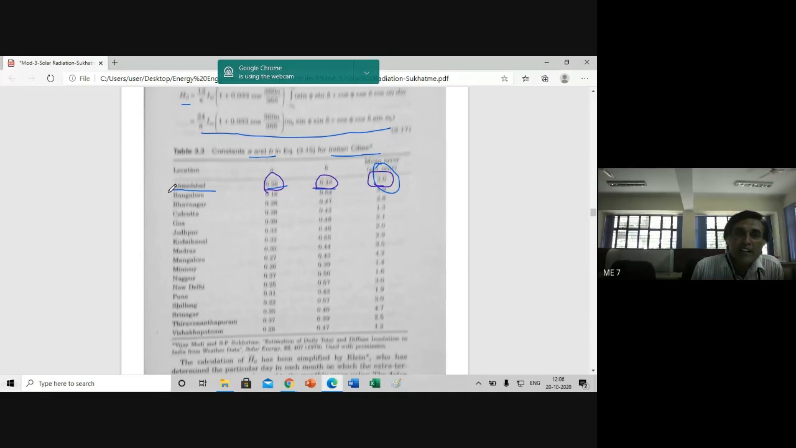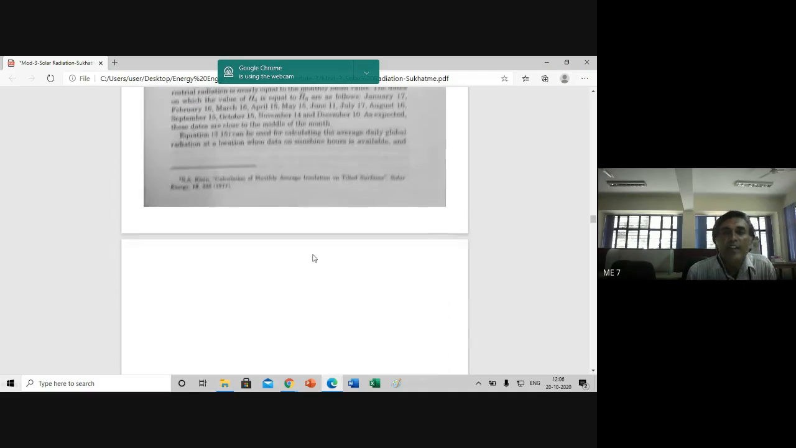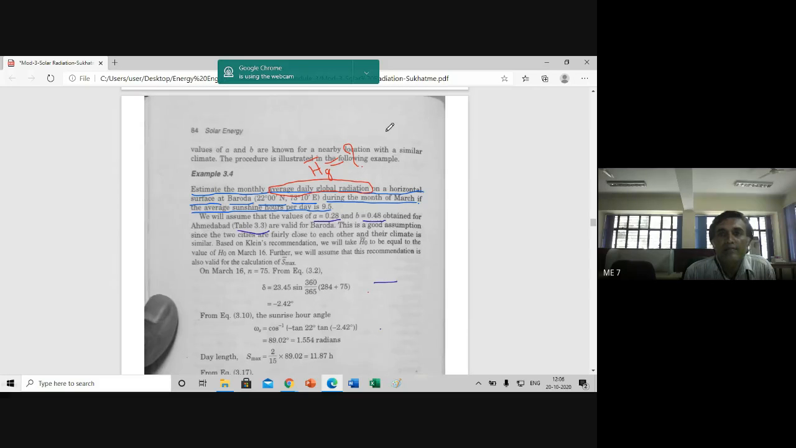The Baroda list is not here, but Ahmedabad is there. Baroda is nearer to Ahmedabad, so we will take this value. The values for Ahmedabad are valid for Baroda. Therefore, take the values of A and B.